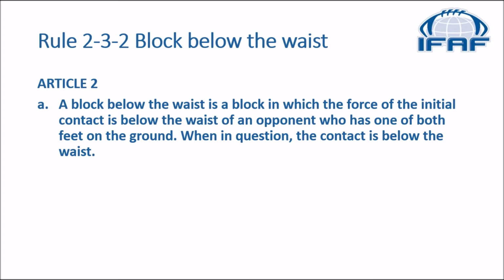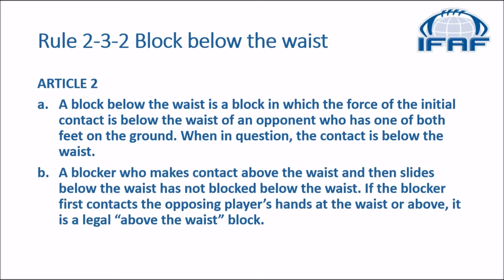on the topic. In the rulebook, we start with 232 by defining block below the waist. A block below the waist is a block in which the force of the initial contact is below the waist of an opponent who has one or both feet on the ground. When in question, the contact is below the waist. B, a blocker who makes contact above the waist and then slides below the waist has not blocked below the waist. If the blocker first contacts the opponent player's hands at the waist or above, it is a legal above the waist block.